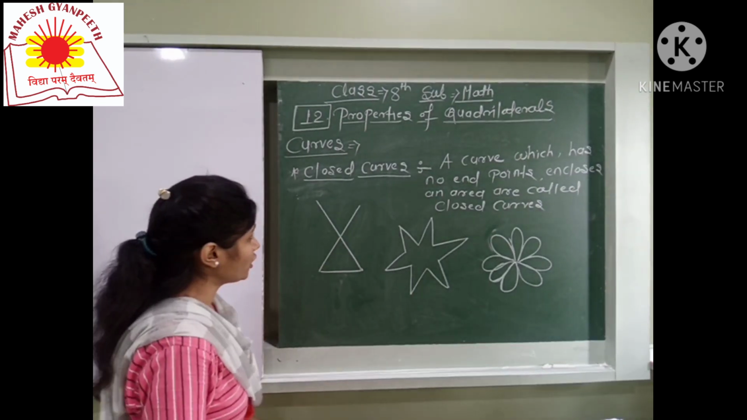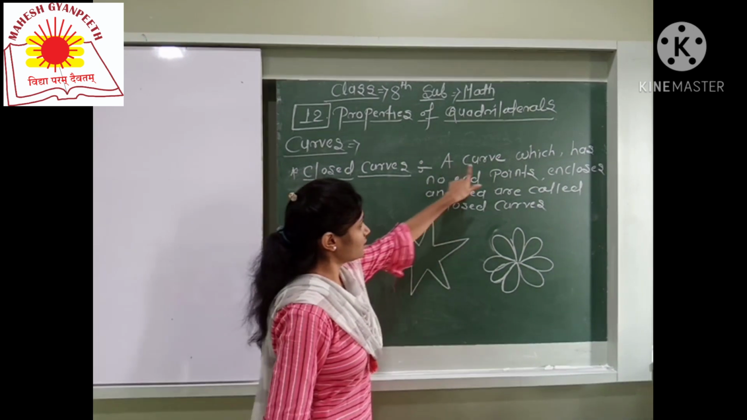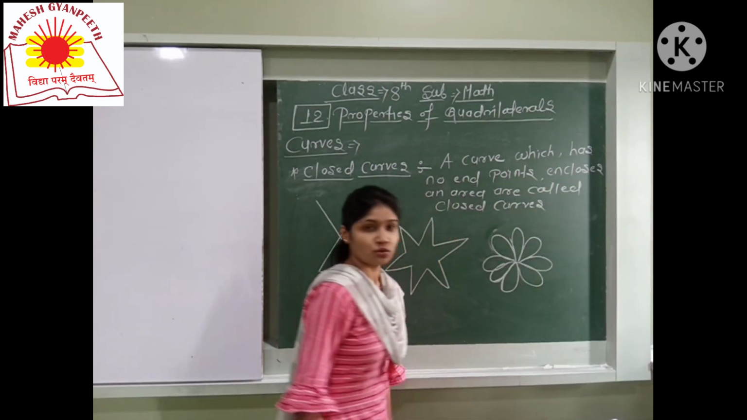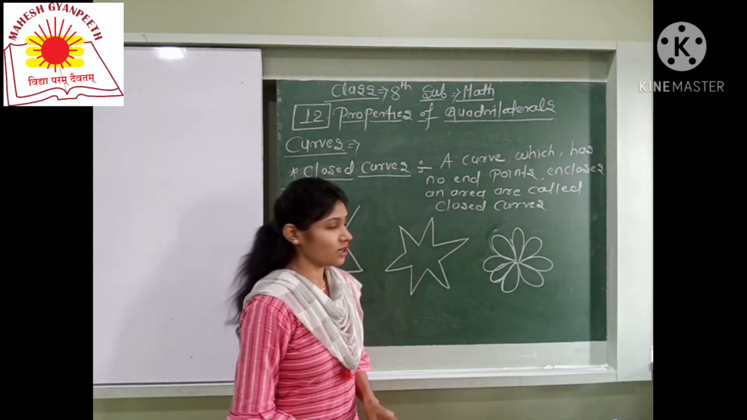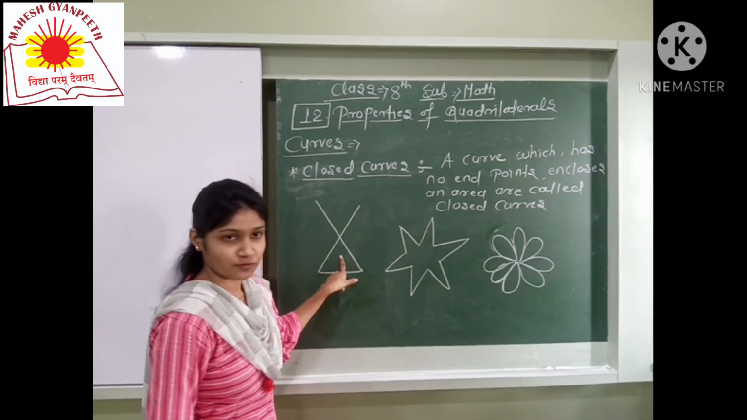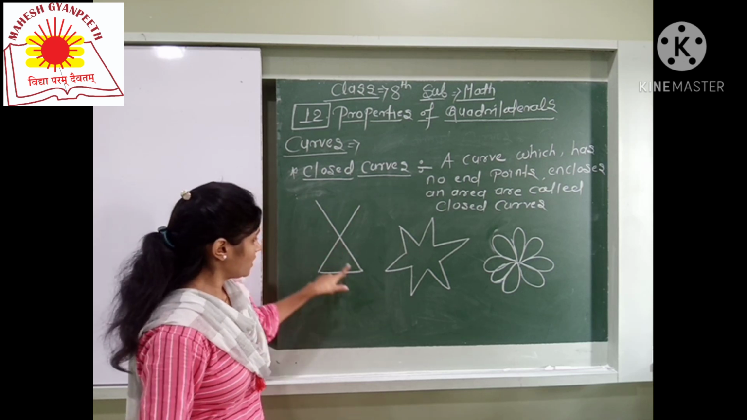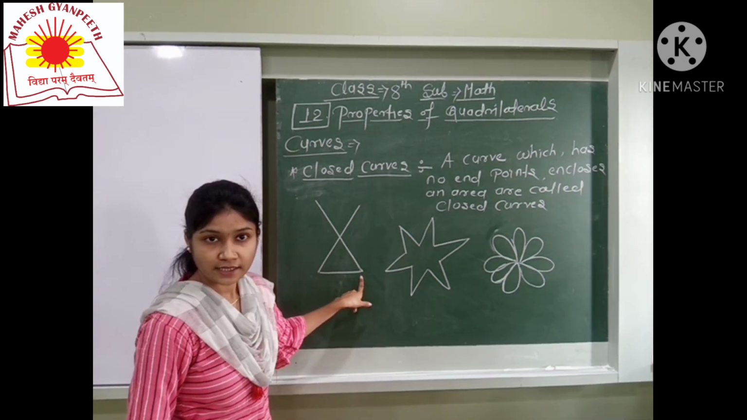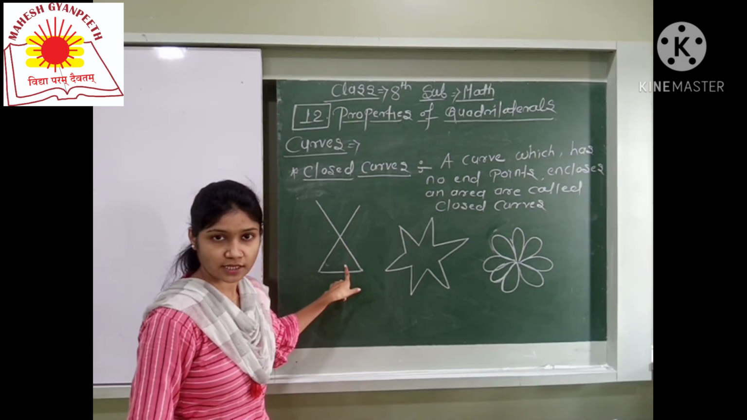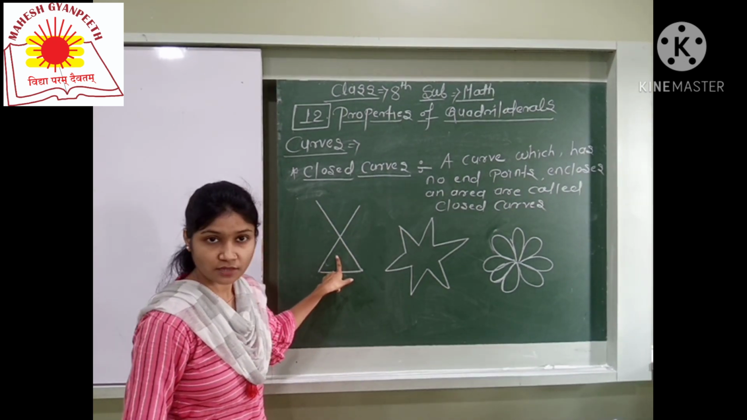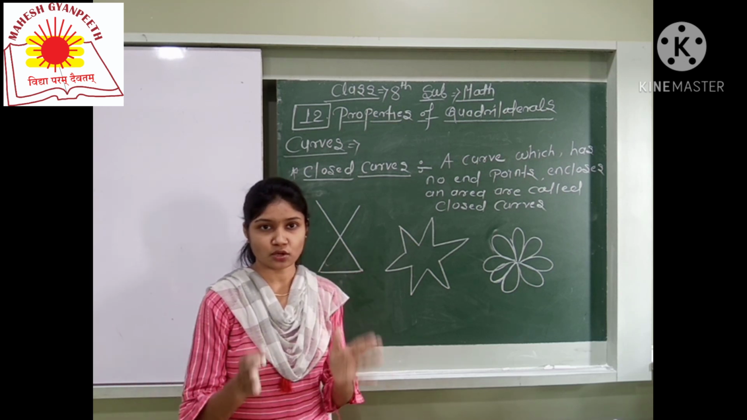So what is a closed curve? A curve which has no end point and encloses an area is called a closed curve. See this figure: there is no end point. Where is the end point here? This is an enclosed area, covering an area. This is called a closed curve. You know the meaning of closed.